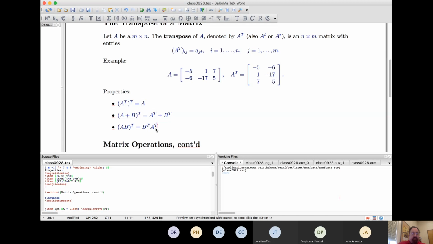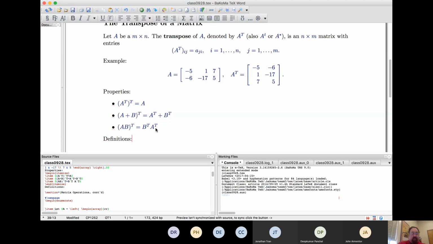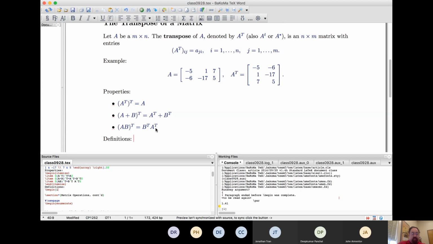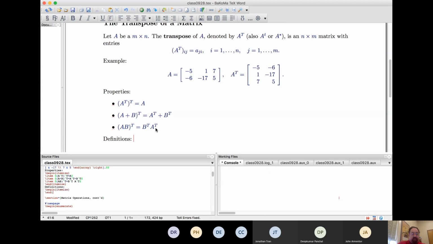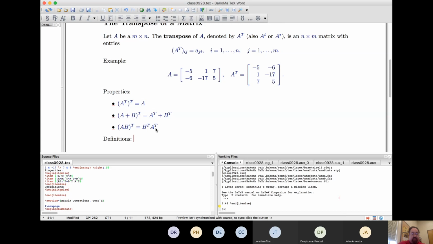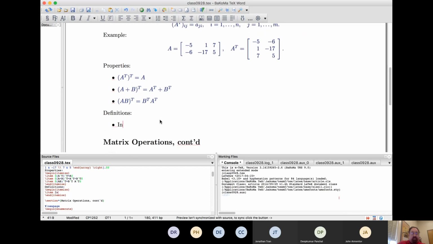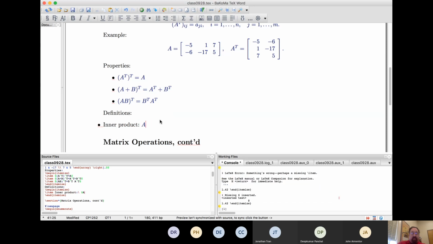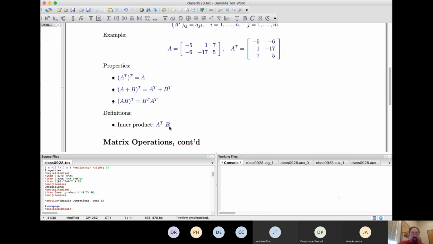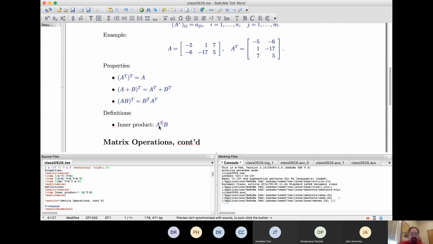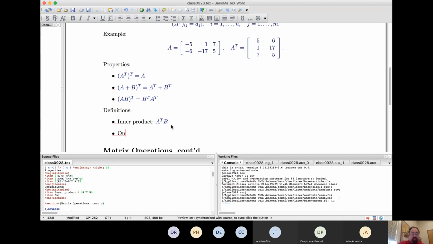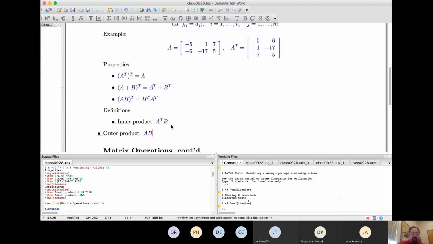Okay, all right, here are some useful terms related to transpose. The inner product of two matrices is A transpose B, where A transpose is in between A and B, so it's on the inside. The outer product is where the transpose is on the outside of the matrices involved, so A B transpose.